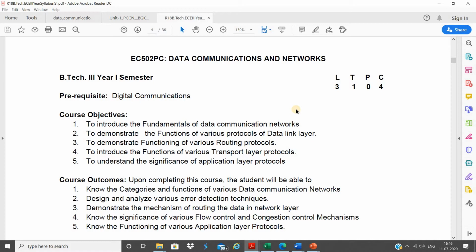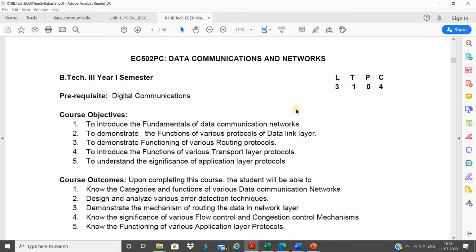The prerequisite for this course is digital communications. Basically, in digital communications, how the data representation takes place, because computers process only digital data. So we have to know some fundamentals related to digital communications, modulation and demodulation, and how we represent different signals, like analog signals and digital signals.